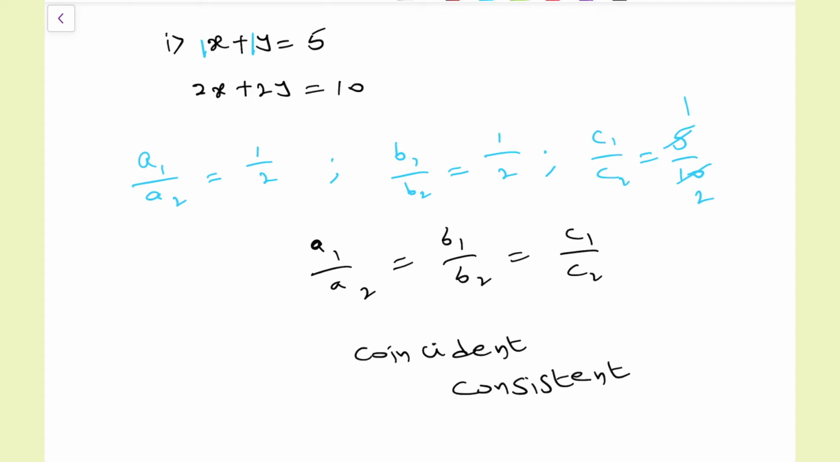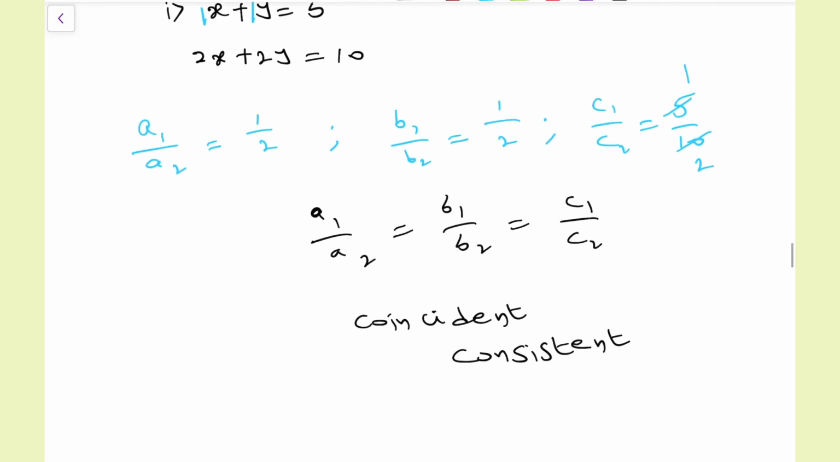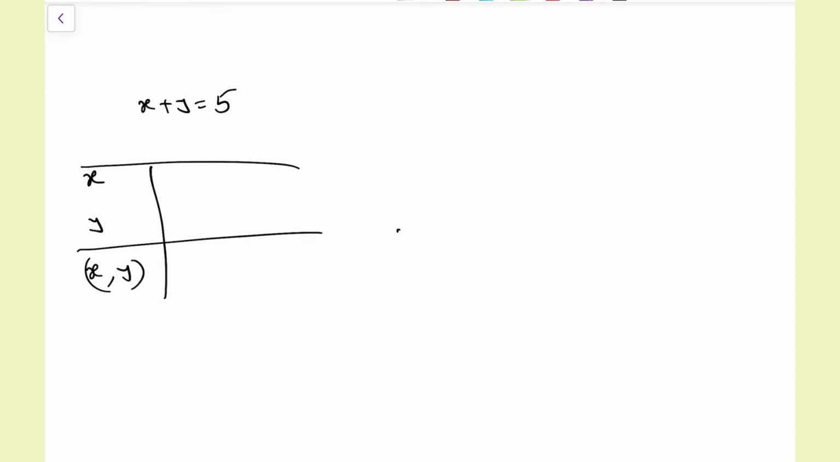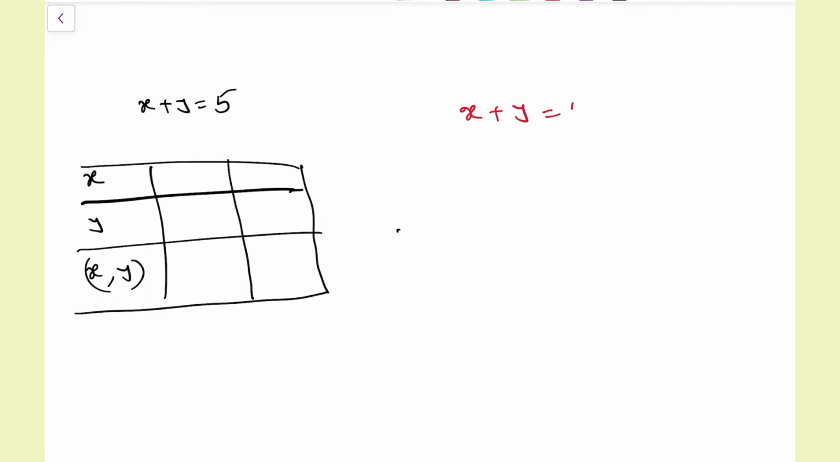Now if it is a consistent pair, then we need to draw the graph. So let us take the given first equation, x plus y equals 5, and the table will be x, y, x comma y. First, in the place of x I will substitute 0. In the equation x plus y equals 5, substituting 0 gives 0 plus y equals 5, so y equals 5. X is 0 and y we got as 5. So the point will be 0 comma 5.